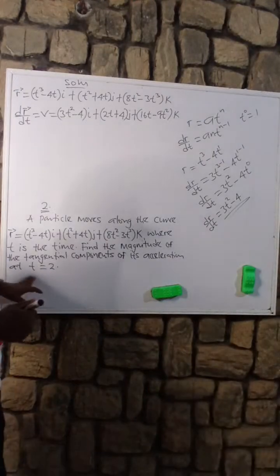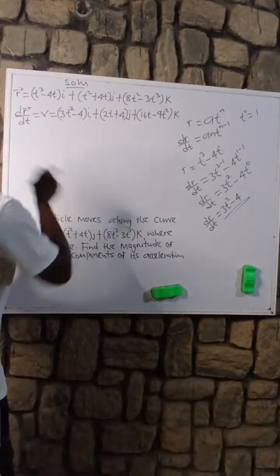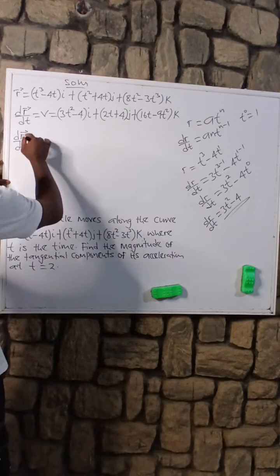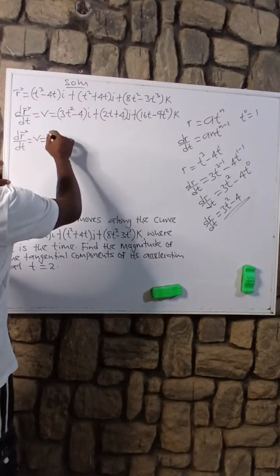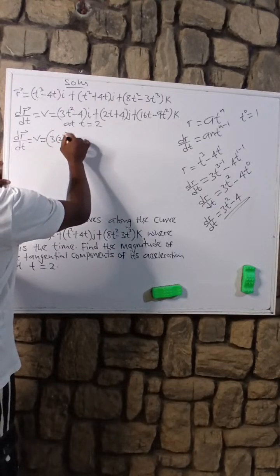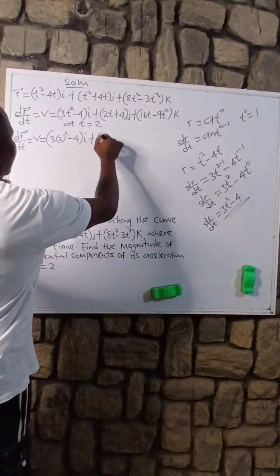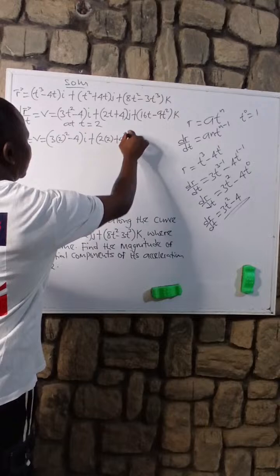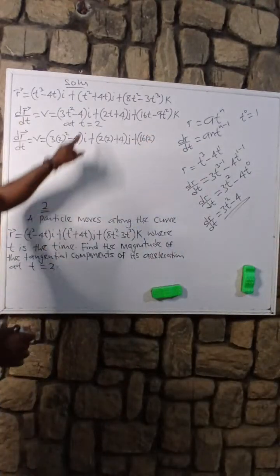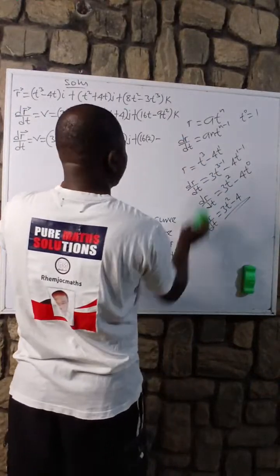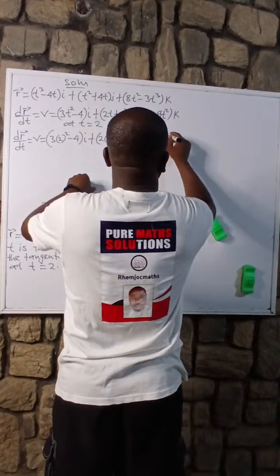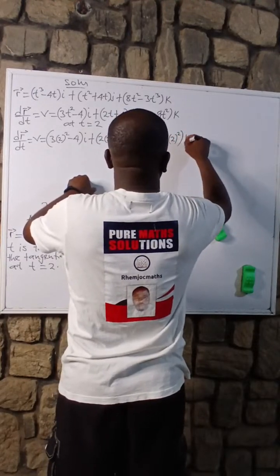Now, they said at t equals 2, so anywhere we see t, we have to write 2. So dr/dt, which is the velocity, we substitute in: at t equals 2, it becomes (3(2 squared) minus 4) i plus (2(2) plus 4) j, then plus (16(2) minus 9(2 squared)) k.